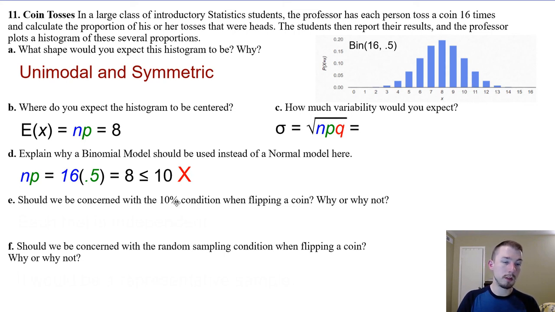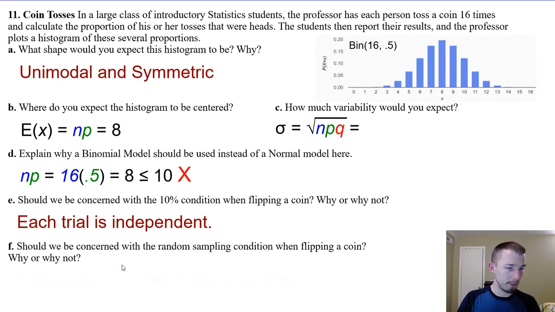So should we be concerned about the 10% condition when flipping a coin? Well, the 10% condition applies when sampling without replacement, but when we flip a coin, it's going to be independent no matter how many times you flip it. You can flip a coin a million times, but you never really run out of possible coin flips, so it's always going to be independent. We're not sampling without replacement, so each trial is independent. We're good to go. We don't have to worry about bias or anything like that messing up our random sample. So it'll be representative is what I'm trying to say.